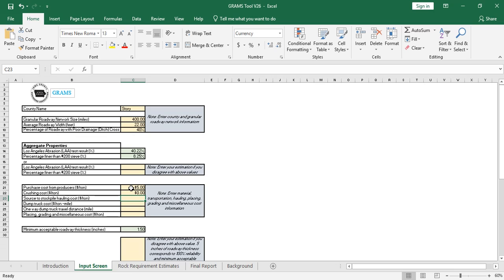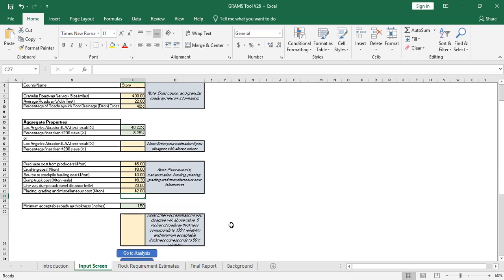The hauling cost we're going to assume about $3. The dump truck cost in dollars per ton mile is about $0.3. One-way dump truck travel distance about 20 miles. And placing, grading, and miscellaneous cost we're going to assume about $2.